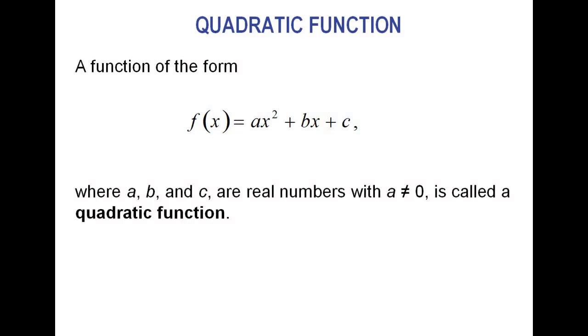First of all, this is the most common general form of a quadratic function, ax squared plus bx plus c, where your a, b, and c are real numbers, and of course a can't be 0, because otherwise you would just have a straight line, right?